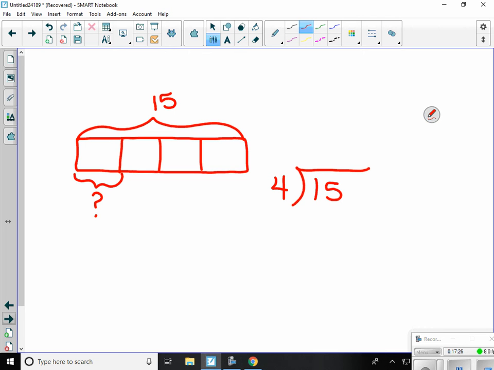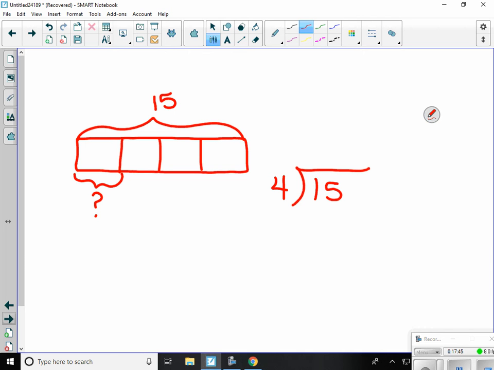Now, my purpose of this is to show you that there are different ways that we can write this answer.